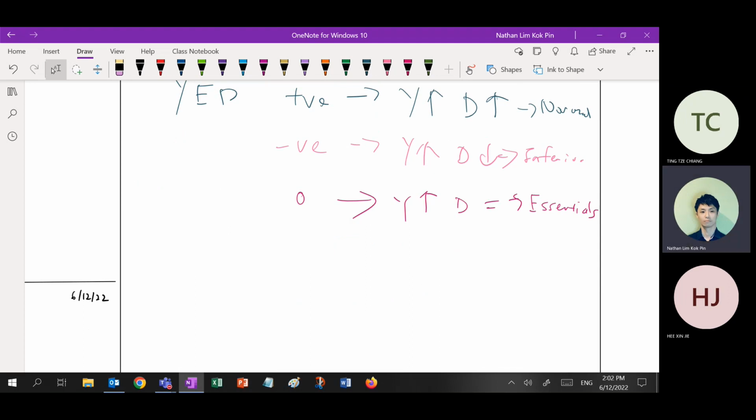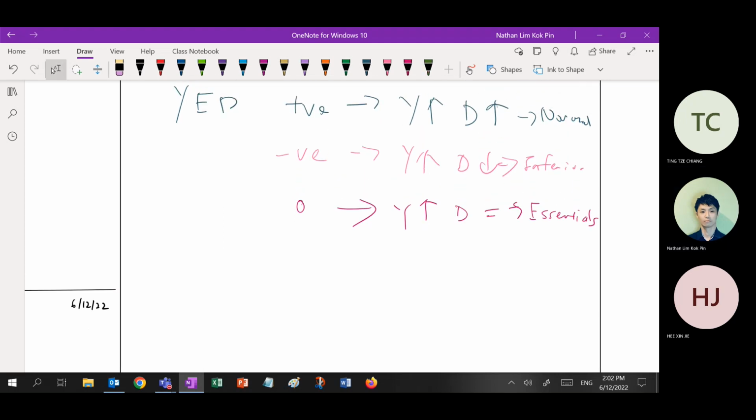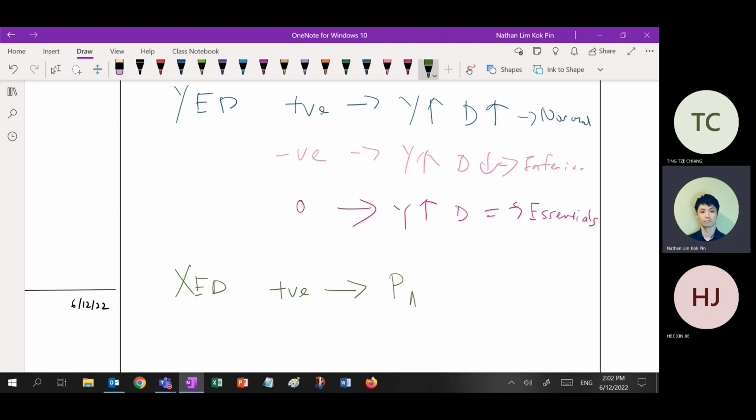XED, the last part for today. They will also have positive, negative, and zero. Positive means what? When the price of good A increases, the demand for good B will also increase. So they represent substitutes. Why substitutes?